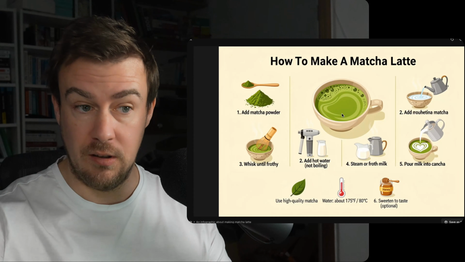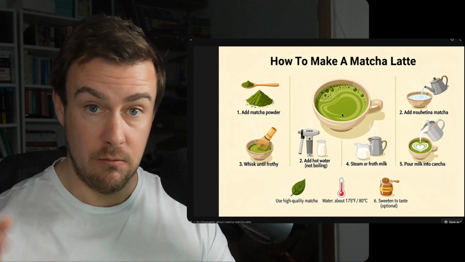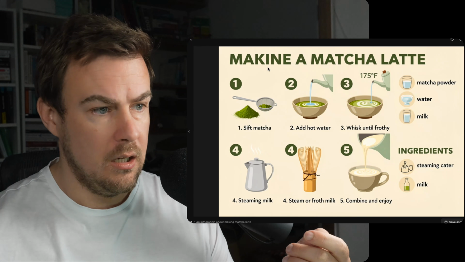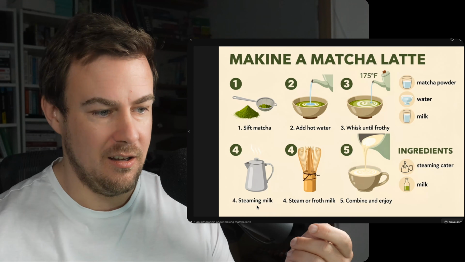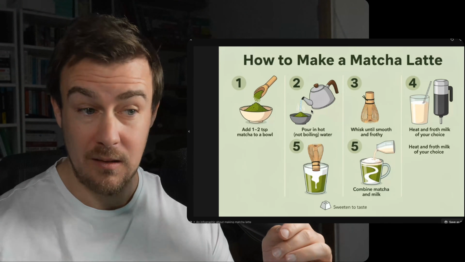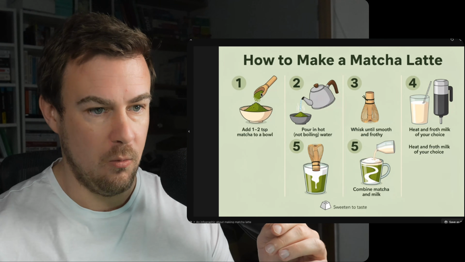Nano Banana Pro would have been able to knock this out of the park. However, Nano Banana Pro is specifically built for that kind of task because it adds it through the reasoning model. Make a matcha latte. Sift matcha, add hot water, whisk until frothy, steam or froth milk, combine. I don't actually know how you make matcha latte, but this seems right. Pour hot, not boiling water. I think they're whisking it the wrong way.